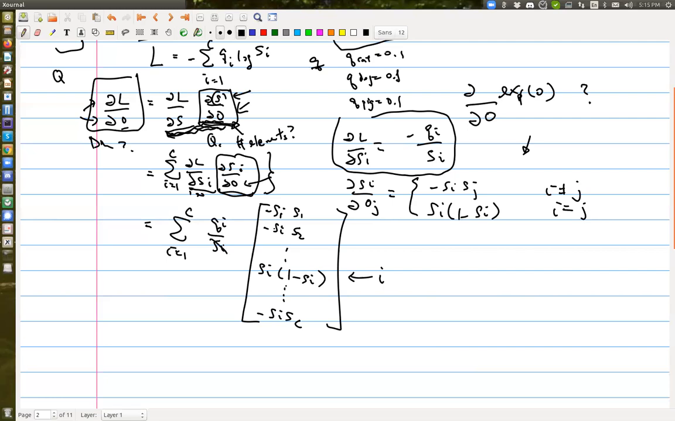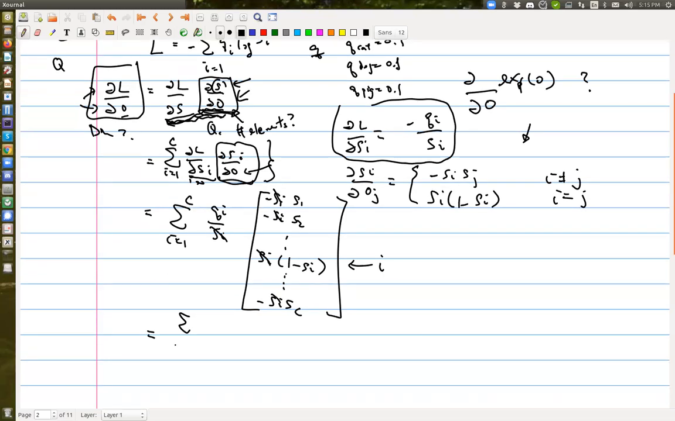Then I can have the Si cancel, right? Si all cancel here. So I will have something like the sum over i equal to 1 of Qi, minus S1, okay, minus S2, that's fine. Let's keep the minus here. And then 1 minus Si somewhere. This is the ith term. And then i minus Sc, right? Okay, it looks a bit ugly, but it's not too bad. But we can simplify much better.